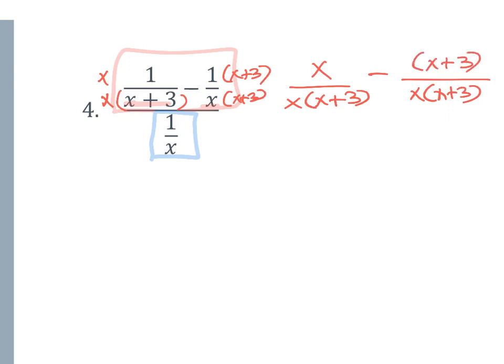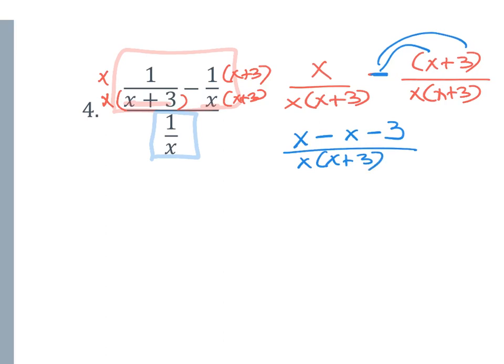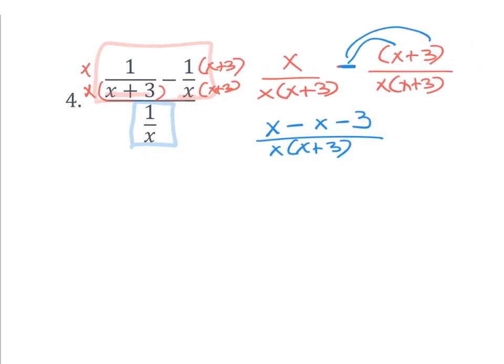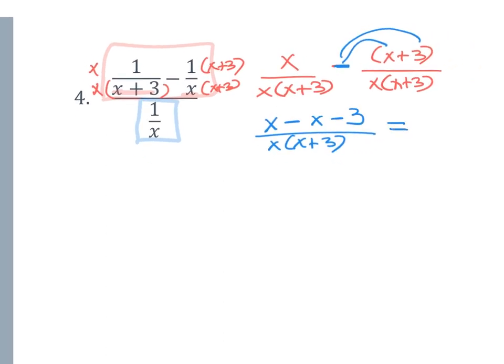Now, remember back when I taught the adding and subtracting, I had that caution with the pink stars or whatever it was. Remember, I need to distribute this subtraction sign to both of the terms in here. So this is going to become x minus 3 over the x times the x plus 3. I'll now simplify and combine my like terms in the numerator. And this now becomes negative 3 over x times x plus 3.